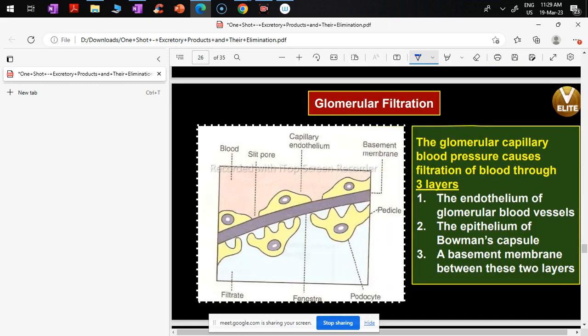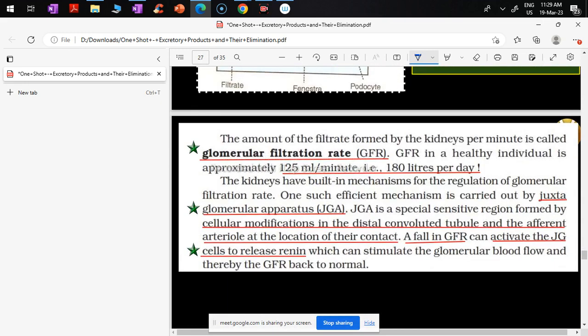This point we also discussed: the glomerular blood pressure causes filtration of the blood through three layers, three membranes. In the NCERT, we also discussed that blood is filtered so finely through these membranes or layers: endothelium, epithelium, and the basement membrane between these two. You underline all these points that I underlined here.